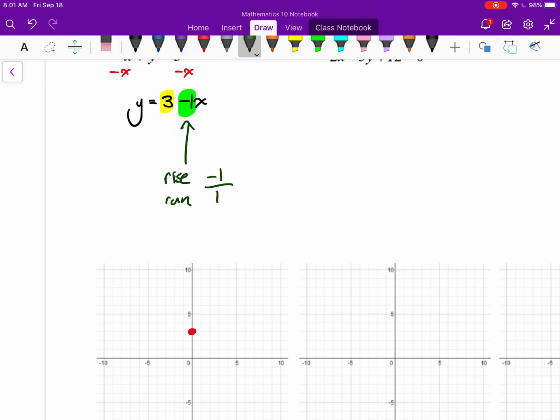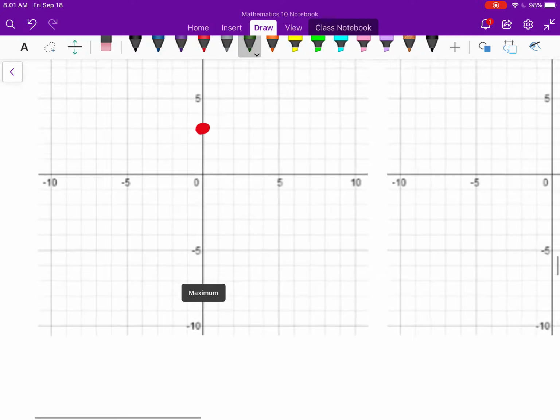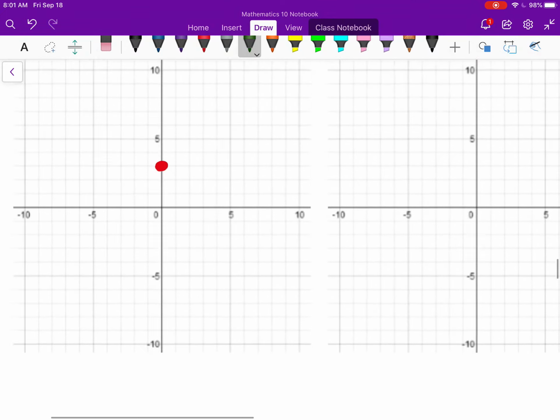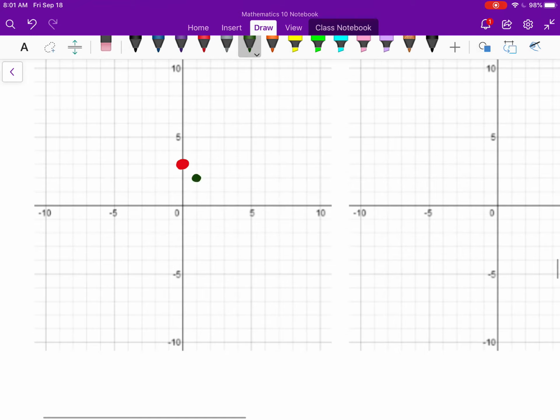Or you can look at it the other way around if you want. You could think of it as going up 1 and then backwards 1. But I will generally never recommend that. Personally, I'm just going to go down 1 over 1. And so down 1 over 1. Oh, where'd you go? Come back here. There we go. So down 1 over 1. Do that a few times, grab my ruler, I got my line.